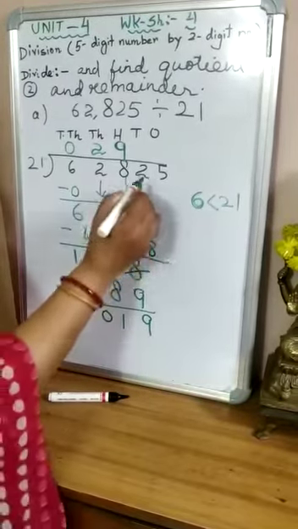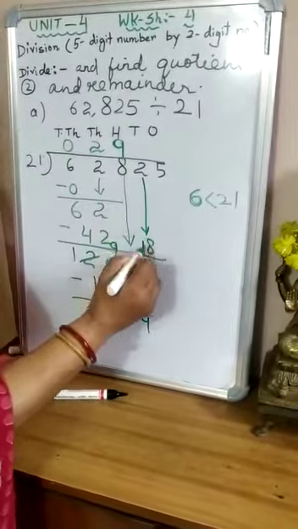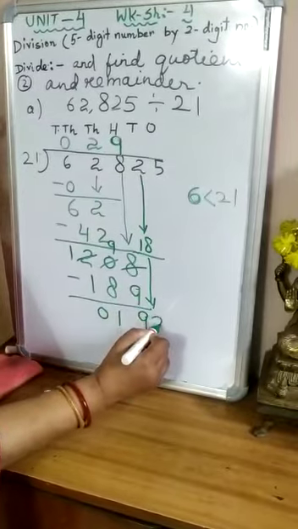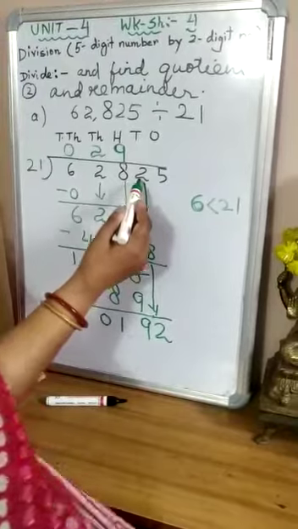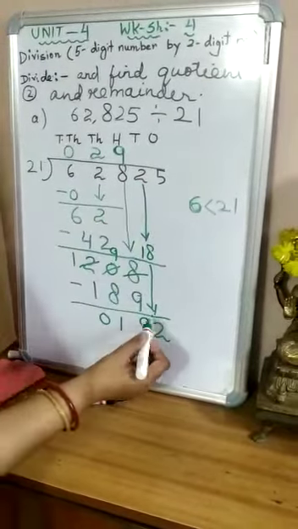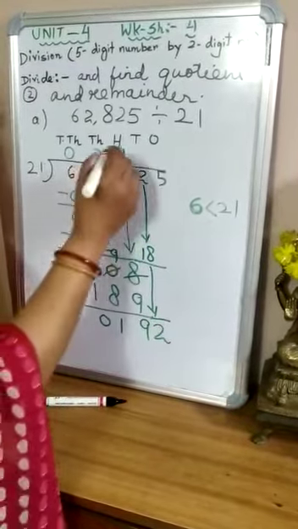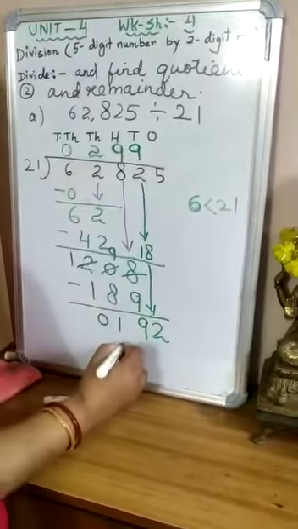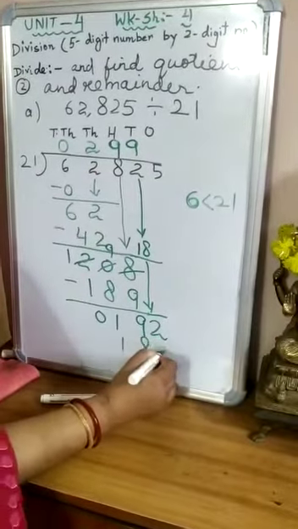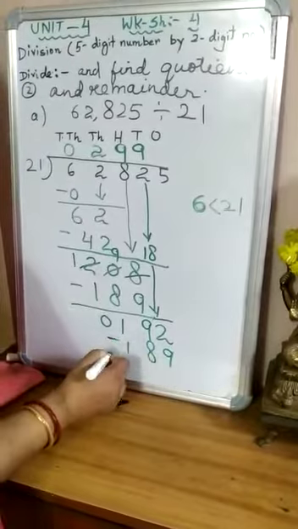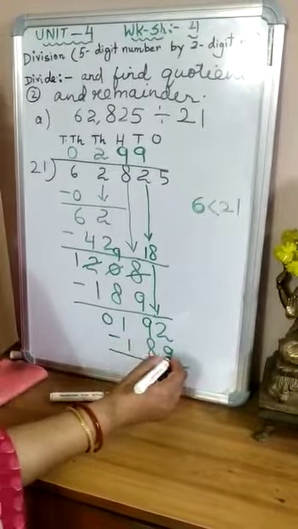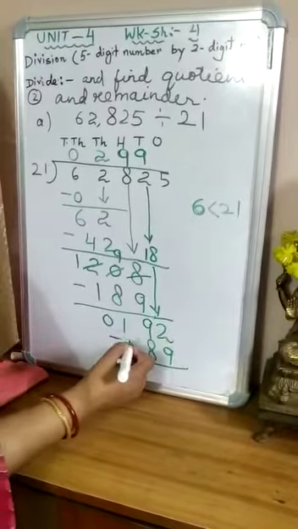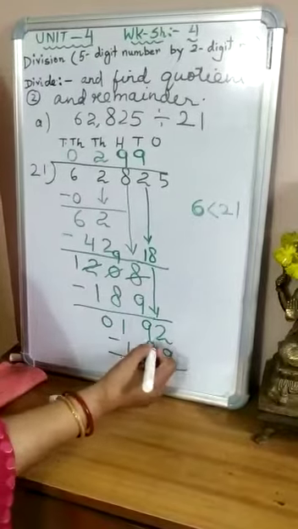Okay. Now I will put down this 2 along with 19. Now it becomes 192. What is the value of 2? The value of 2 is 20. So it becomes 192 tens. Now again 21 nines are 189. So I will do subtraction: 192 minus 189.